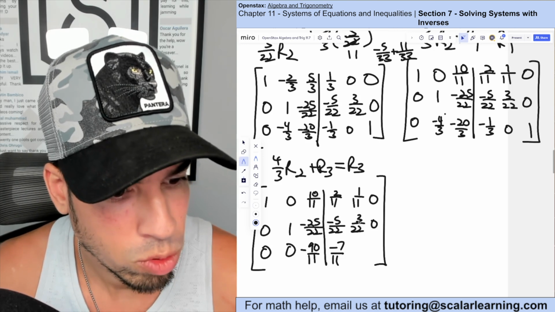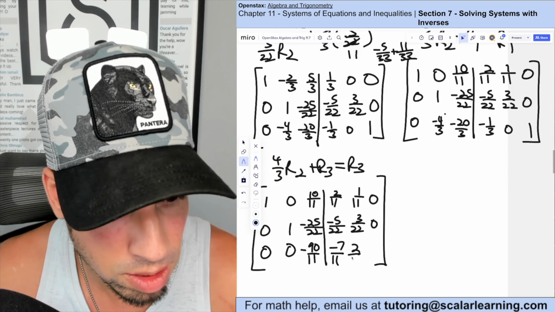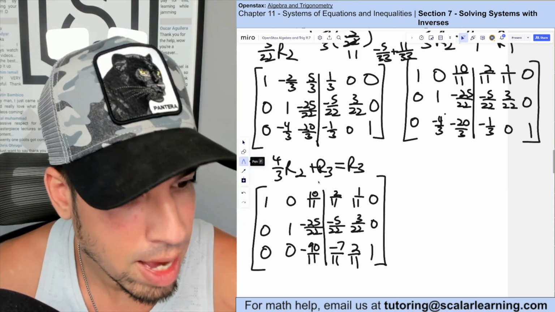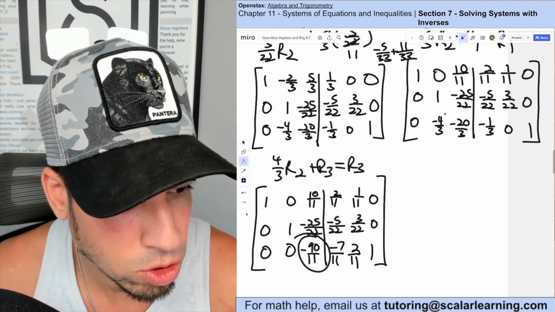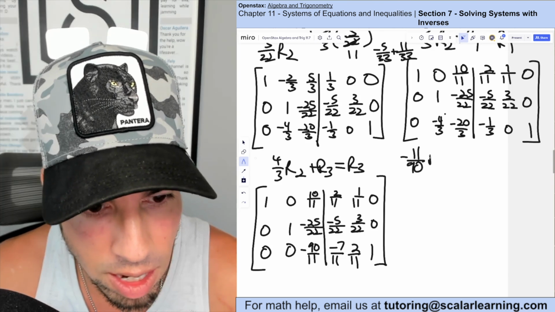Then we got 4/3 times 3 over 22. That's 4 over 22, or 2 over 11 plus 0 is that. And then times 0 is 0 plus 1 is 1. Okay, now we're on the last column. And again, I'd love to start by turning that into a 1. So I'm going to multiply by negative 11 over 90, aka the reciprocal.